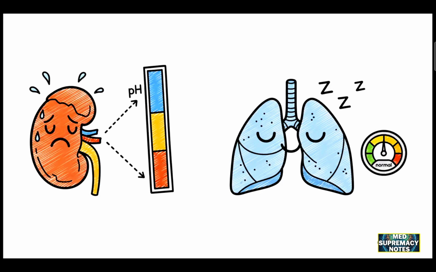And finally, step 3. Is there any compensation going on? To figure that out, we look at the other system, which in this case is the respiratory system, represented by PCO2.